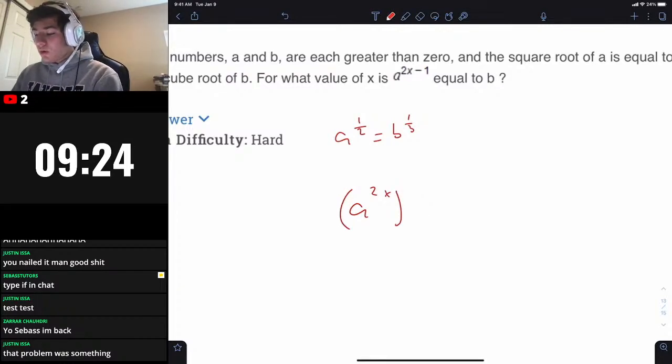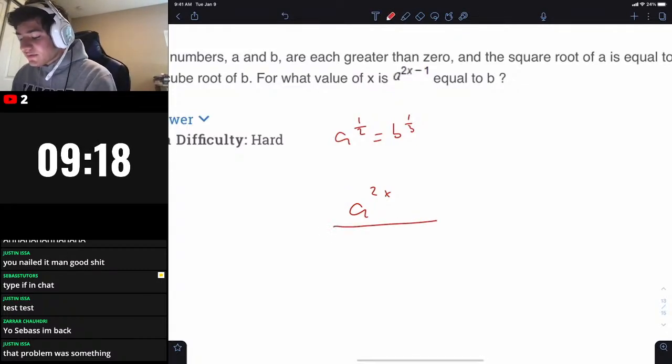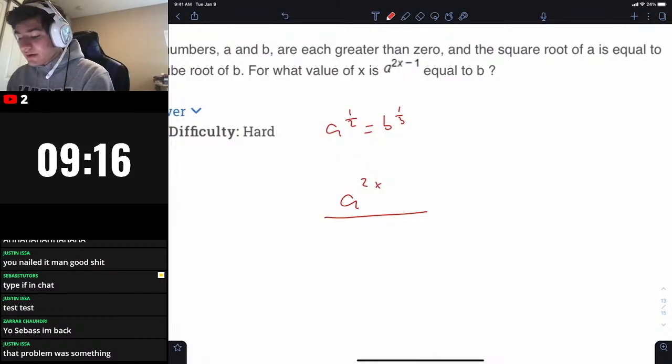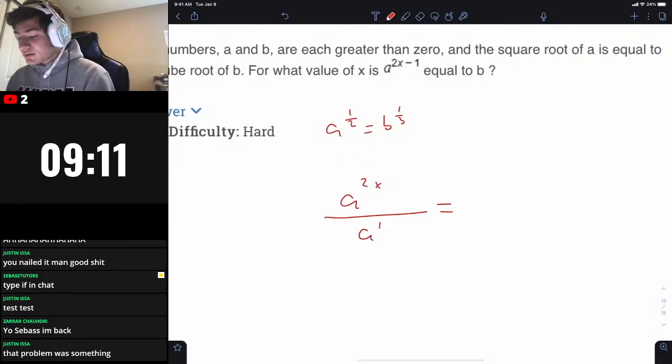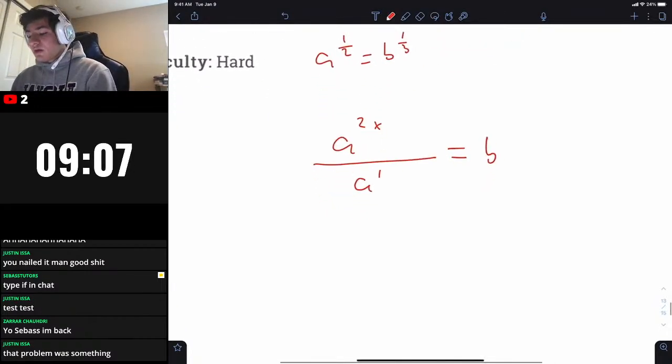Oh, I know what we did wrong in the beginning. It should be going like this. It should be dividing by a to the first, right? And this makes sense. And this is going to equal b, because it says equal to b.